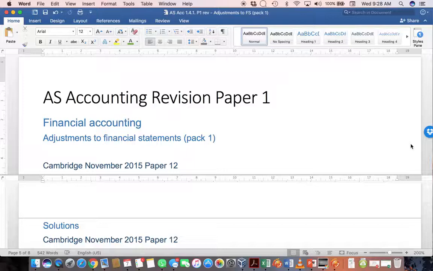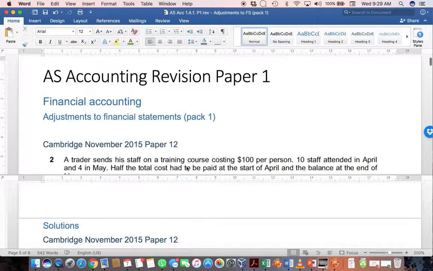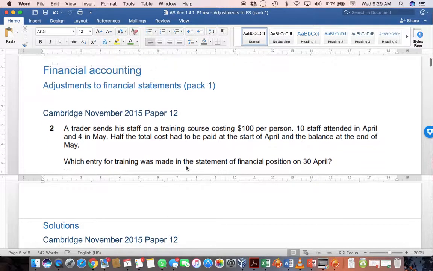Some of the multiple choice questions from AS level accounting regarding the adjustments to financial statements. For each question, you'll see exactly which paper it came from. Let's look at this first one.